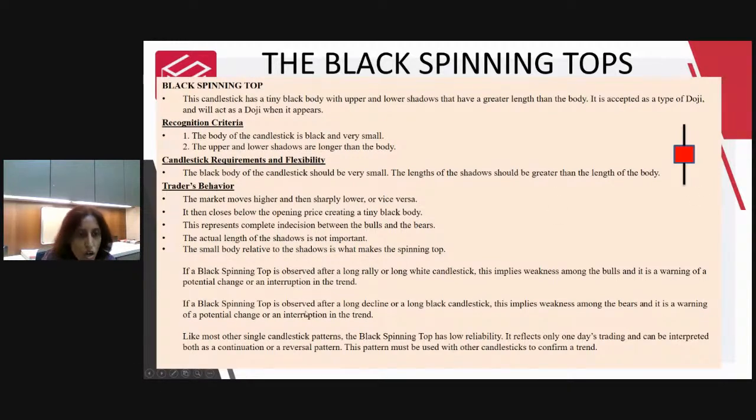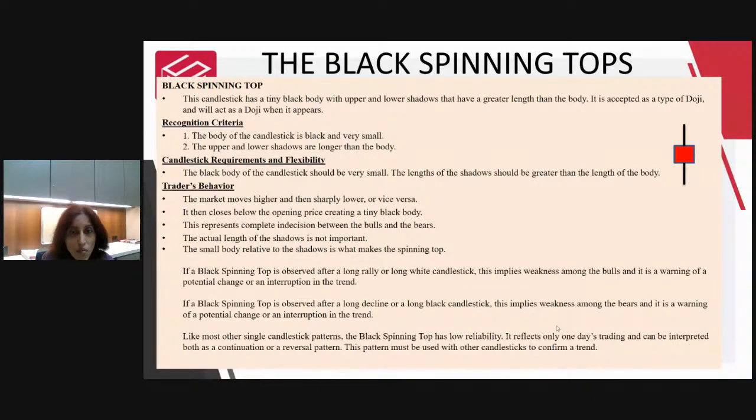And if a black spinning top is observed after a long decline or a long black candlestick, this implies weakness amongst the bears. And it is a warning of a potential change or an interruption in the trend, which means that the support level has been reached, and after you witness this black spinning top, you can understand that a reversal is going to happen. But you have to confirm yourself before you take any decision.